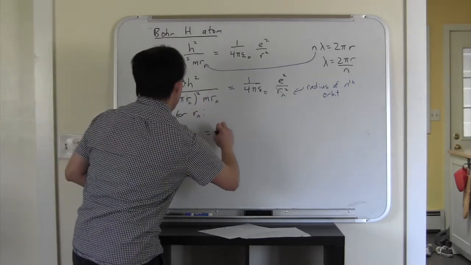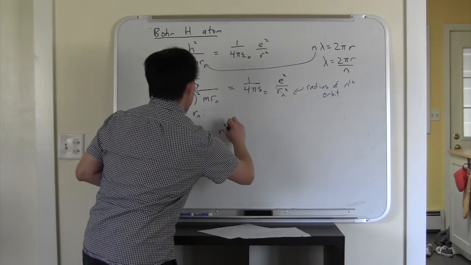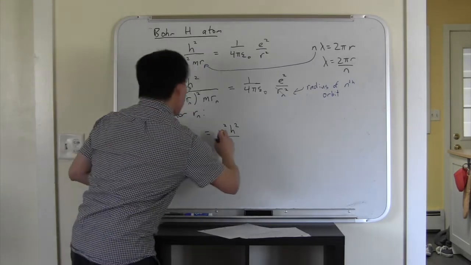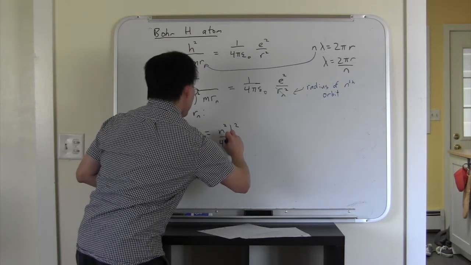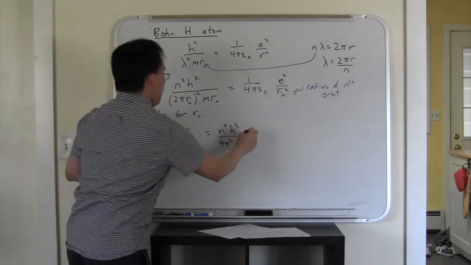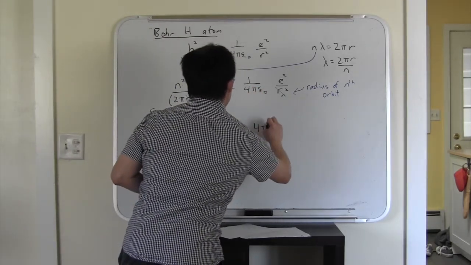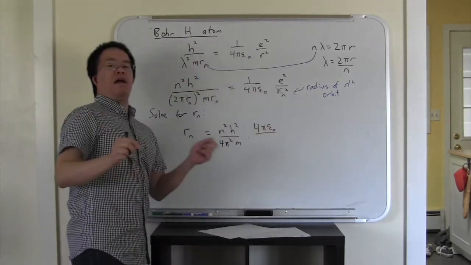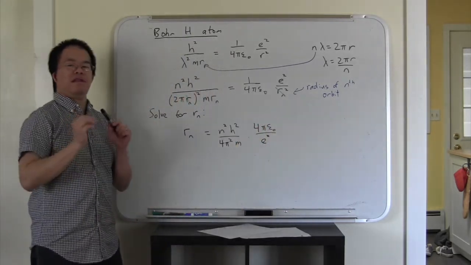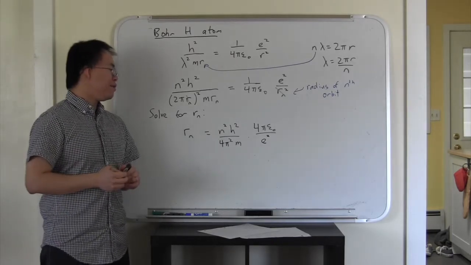So let's just get the whole left-hand side first. We have an n squared h squared, 2 pi quantity squared, so that's a 4 pi squared times an m. We already took care of the r sub n. And then now I need to invert this, so I've got a 4 pi epsilon naught upstairs and an e squared downstairs. Take a look at that for a second, convince yourself that this is all legal.